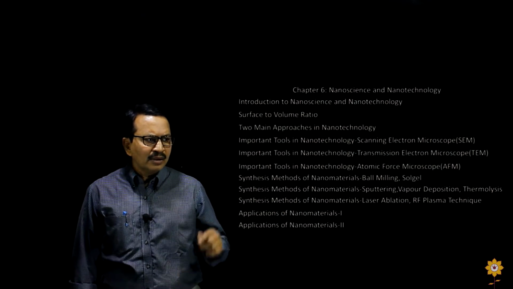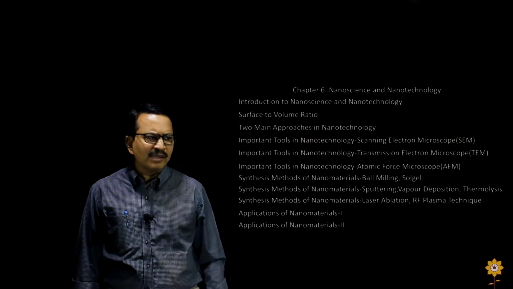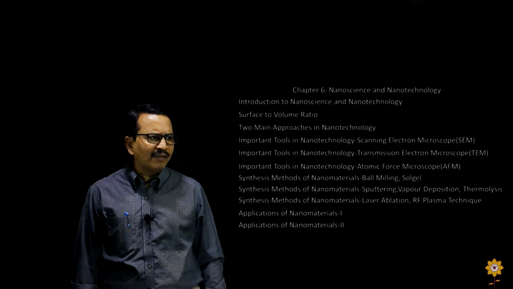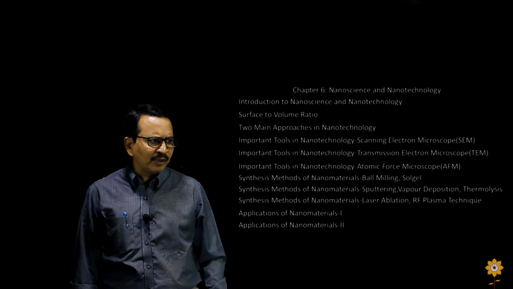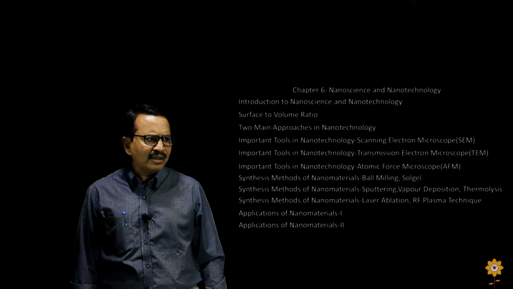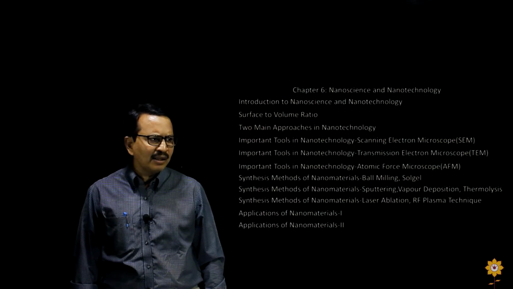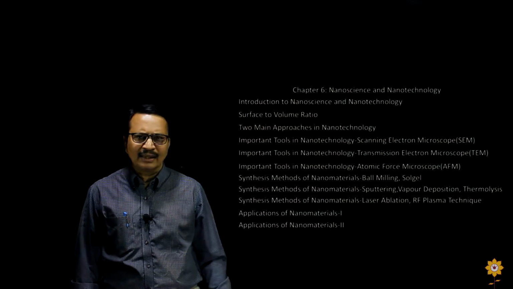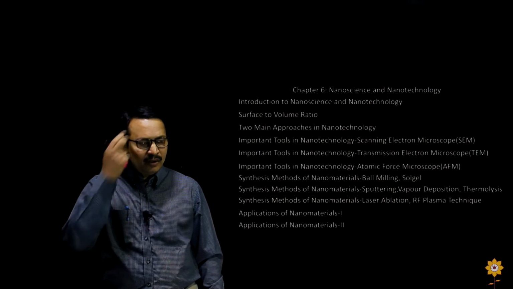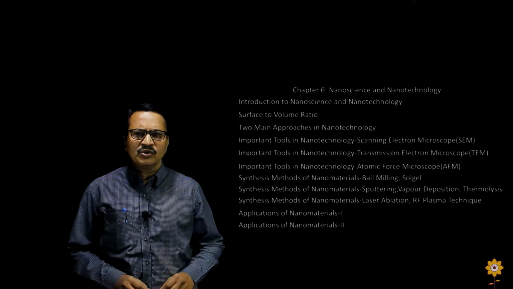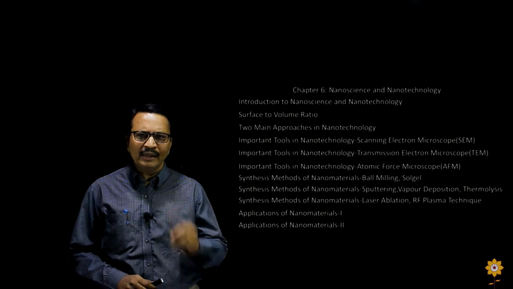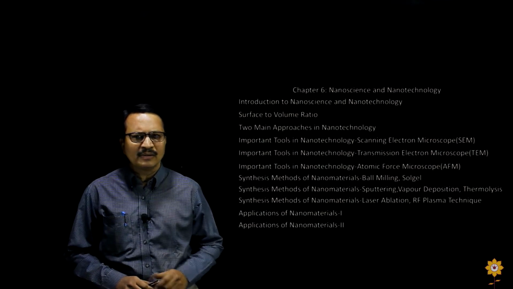In the synthesis part, there are synthesis methods of nanomaterials. We will be having ball milling and sol-gel to start with. This will be followed by sputtering, vapor deposition, thermolysis, and later by laser ablation and RF plasma technique. Now, in the end, we will be studying the applications of nanomaterials, rather two main applications of nanomaterials.